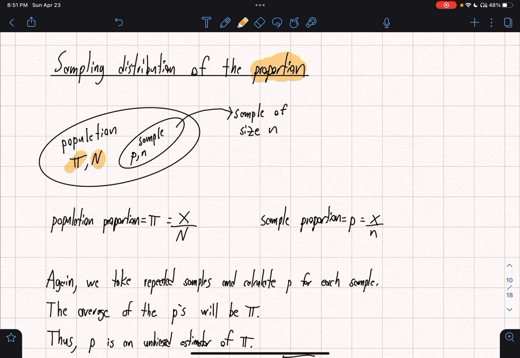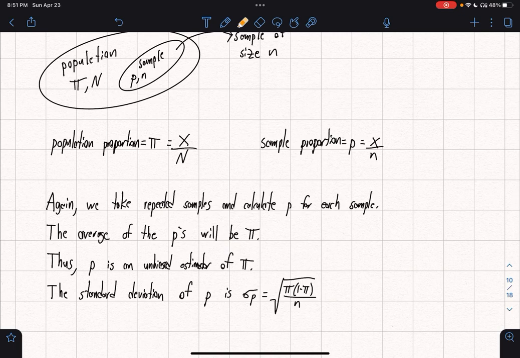To get estimates for those, we're going to calculate our sample statistics. So we take a sample of size n, and we calculate a sample proportion p from that. That'll be our guess or our point estimate for pi. So our population proportion is represented by pi, and it's just the number of successes out of the total number of observations. Whereas the sample proportion p is the number of successes out of the n observations in our sample.